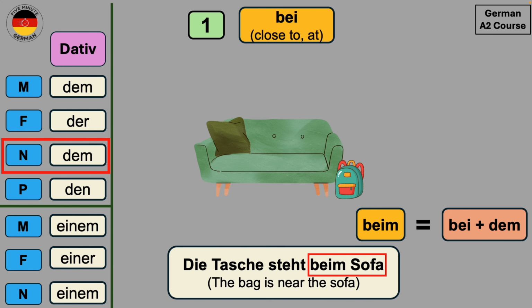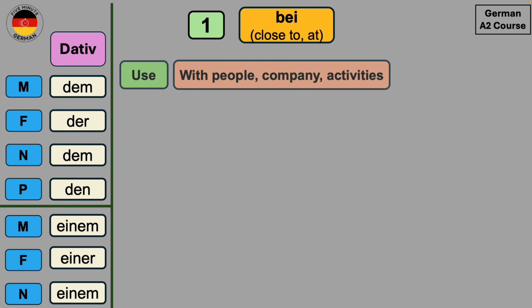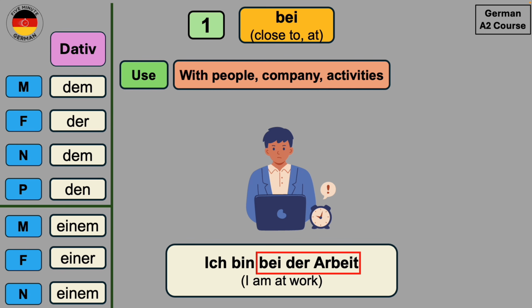Now the other meaning for bei is at. And this is usually used with people, company or activities. For example, I can say Ich bin bei der Arbeit. I am at work. So over here we will use bei. And Arbeit is die Arbeit. But since in dative the feminine article is der, that's why we say bei der Arbeit.